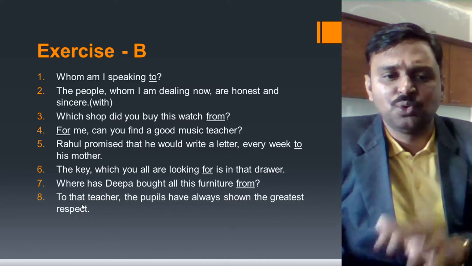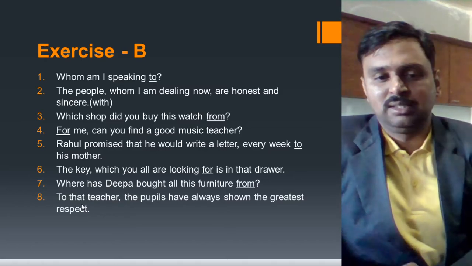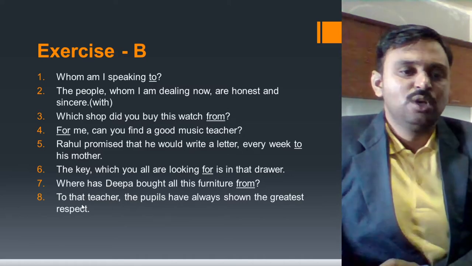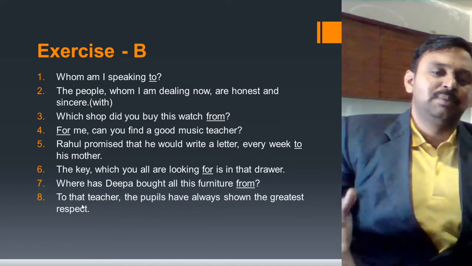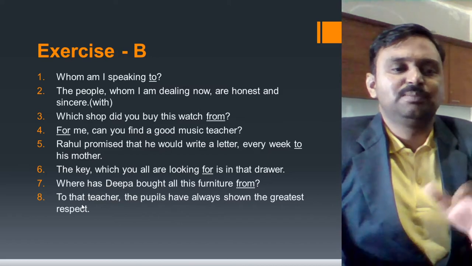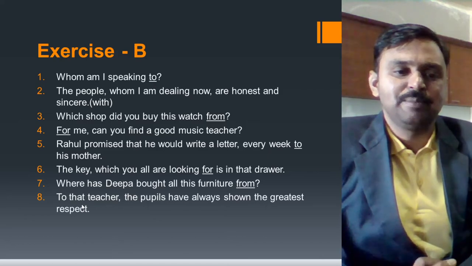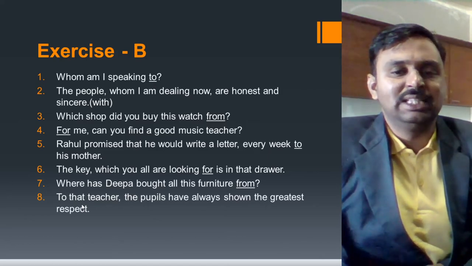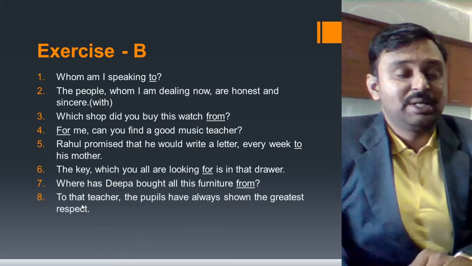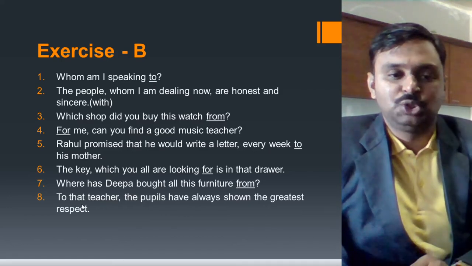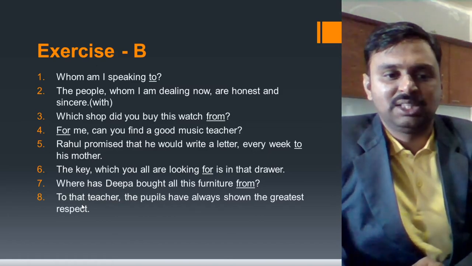Okay. Number 4. The 4th example is something different, like can you find a music teacher for me? It's given like that. So I would change it in this way. For me, can you find a good music teacher? Or you can change the other places. Okay, and when you change the places, some other changes can also be possible in this sentence. Let's go for now 5th example. Rahul promised that he would write a letter every week to his mother. So the example was given differently, but now I have changed the place of to and it has become like this, every week to his mother. So you can note down the answer here in this way.